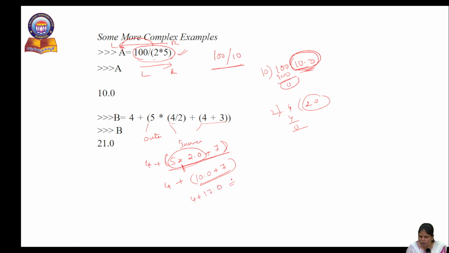So what is the output which I get? 21.0. So this value will be stored back to B again. Why are we getting 21.0? Because the int is added with the float, we will get the output as a float value only, right? So this output is again sent back to B only.